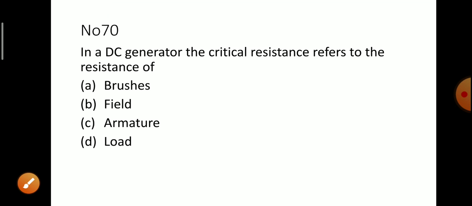Number 70. In a DC generator, the critical resistance refers to the resistance of: A, brushes; B, field; C, armature; D, load. And the answer is B, field.